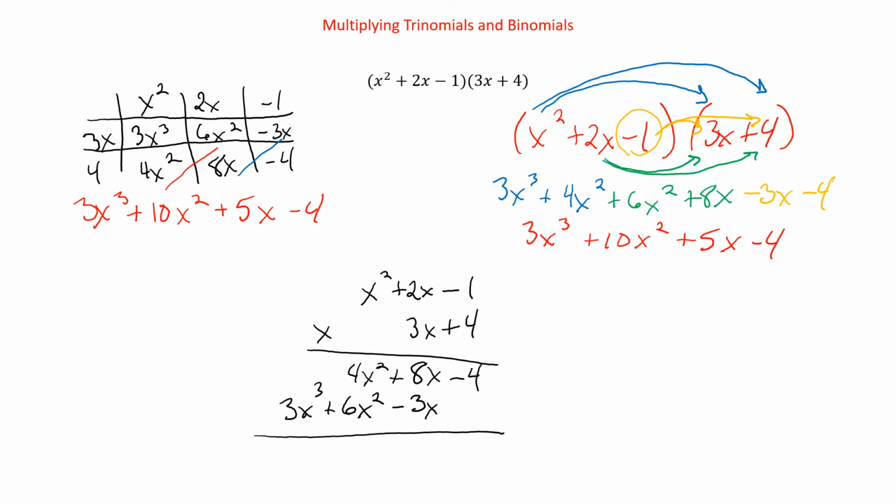We can add these together just like when we're dealing with numbers. And notice here our like terms are just stacked. So we have 3x cubed plus 4x squared and 6x squared is 10x squared. 8x minus 3x is plus 5x minus 4. So notice we came up with the same answer. We came up with the exact same numbers in the middle.